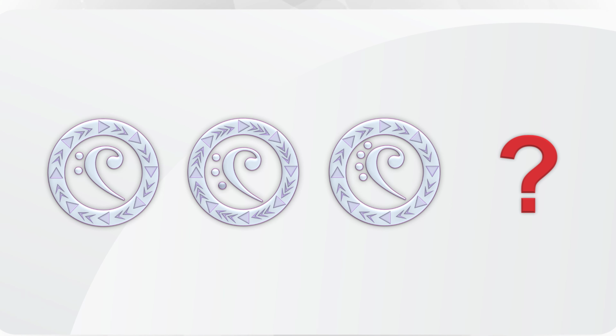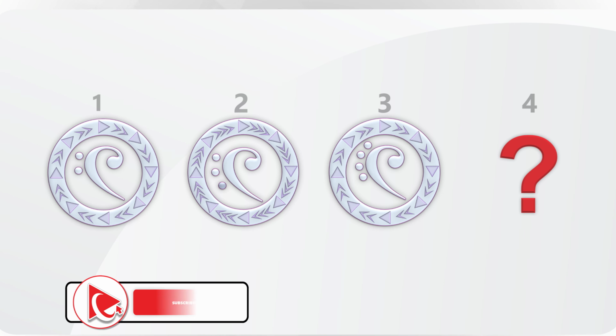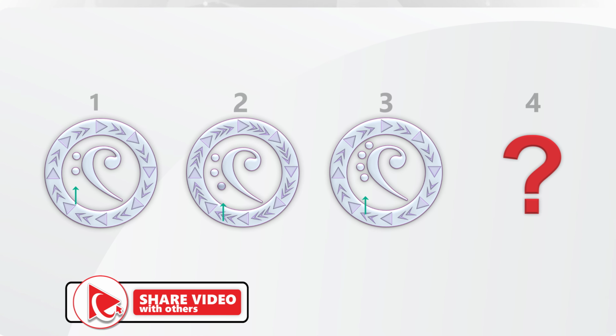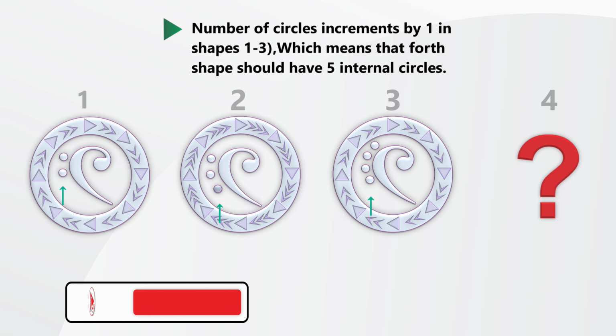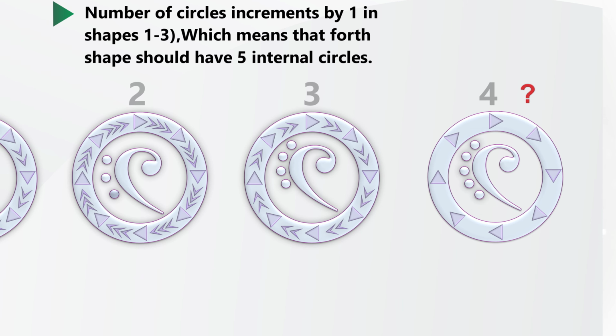Let's name our items in the original pattern as item 1, item 2, item 3, and then the missing item we will name item 4. This will help us to define the pattern. The number of circles increments by 1 in items 1 through 3. For example, item 1 has 2 circles, item 2 has 3 circles, and then item 3 has 4 circles, which means that item 4 should have 5 circles.